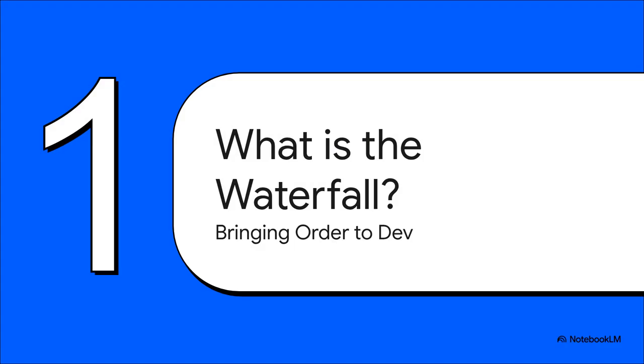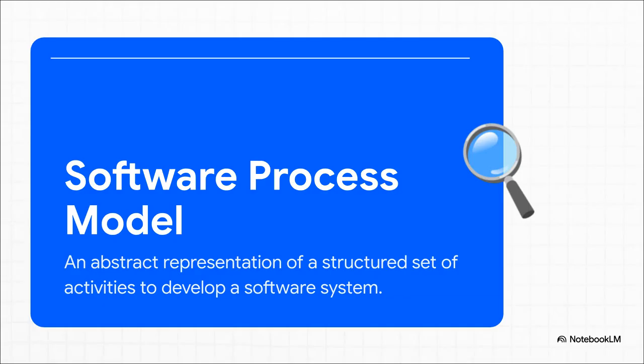All right, section 1. What exactly is the waterfall model? Well, before we can even define that, we need to understand what a software process model is. At its core, it's just a roadmap, a predictable path to get you from a raw idea to a finished working product. You can think of it like a recipe. It's a formal plan that lays out all the ingredients and all the steps you need to follow. It covers everything from defining what the system is supposed to do to designing it, building it, and even maintaining it for years to come.